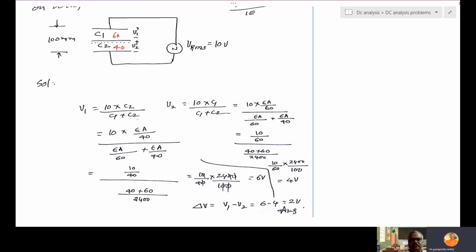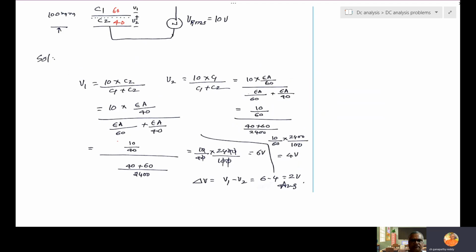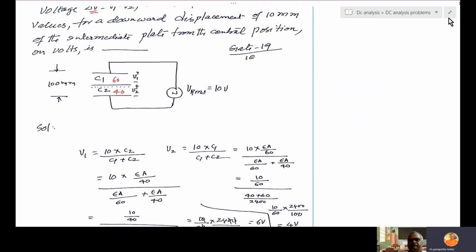The only thing is D is changing. When you are taking C2, D is 40. When you are taking C1, D is 60. Like that, calculate V1 and V2, take the difference, and you get 2 volts. Just go through the simple simplification, but that is the principle.